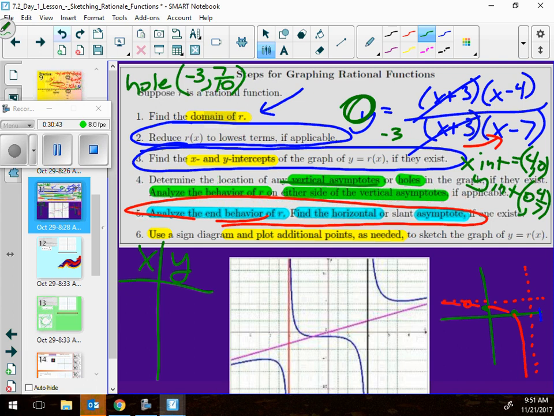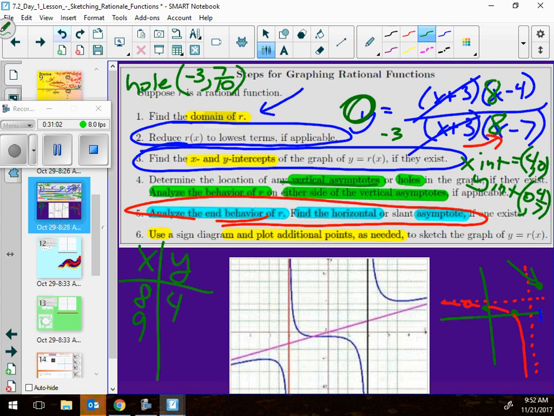So let's stick in something bigger than 7 because I want to kind of find out what some points are over here. So let's put in 8 and see what I get. If I put in an 8, I get 8 minus 4 is 4, over 8 minus 7 is 1. That's 4. Ooh, 8 comma 4. I can graph that. It's right there.